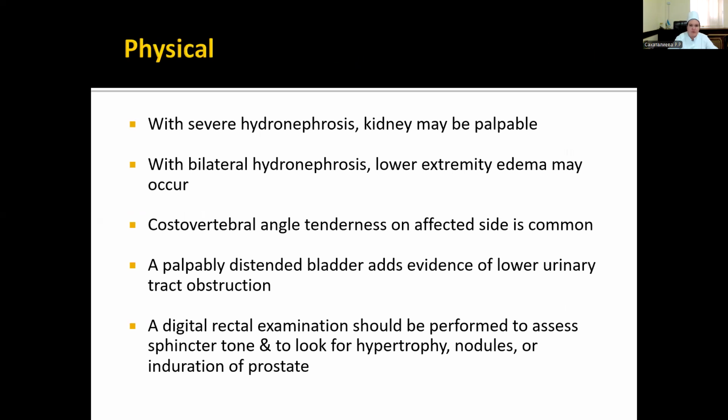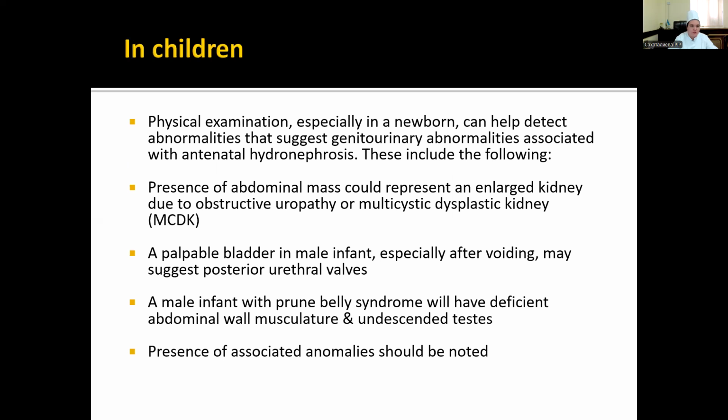Physical examination: with severe hydronephrosis, the kidney may be palpable. With bilateral hydronephrosis, lower extremity edema may occur. Costovertebral angle tenderness on the affected side is common. A palpably distended bladder adds evidence of lower urinary tract obstruction. A digital rectal examination should be performed to assess sphincter tone and to look for hypertrophy, nodules, or induration of the prostate. In children, especially newborns, physical examination can help detect genitourinary abnormalities associated with antenatal hydronephrosis.